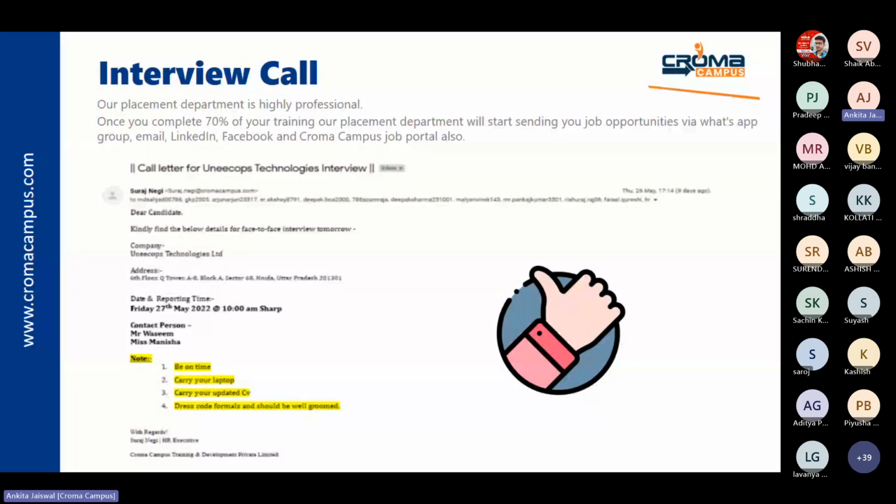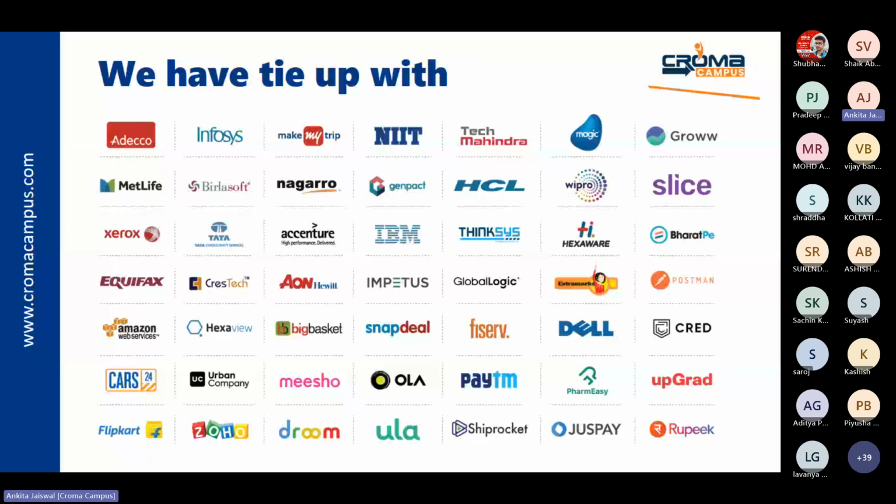So guys, as you know that Chroma is a 13-year-old company. Okay, so we have tied up with more than 150 companies, which are MNCs and startups both. Companies like Volkswagen, JCB, Genpact, Infosys, Paytm, TCS, HCL, etc. So hum aapko jab jobs ke liye refer karte hain, to inhi top companies mein hum aapko refer karte hain.